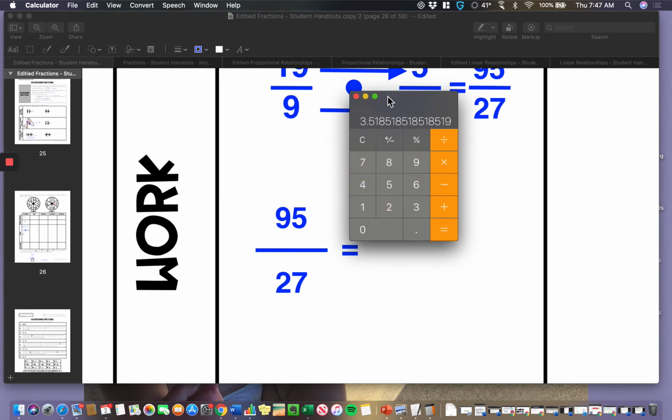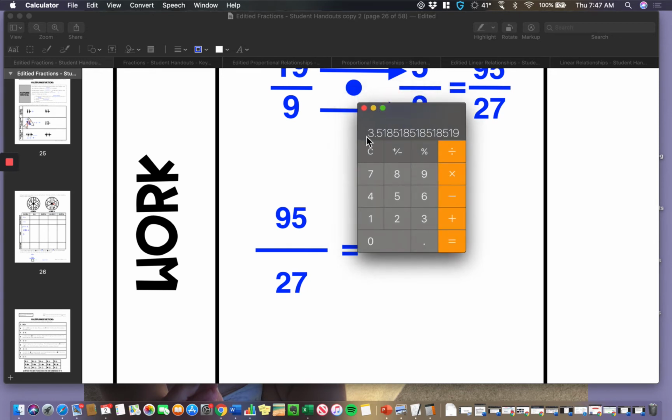Now, all I want to do is look at the place before the decimal. So I know that if I want to convert this improper fraction to a mixed number, and I divide, because I want to find out how many 27s can fit into 95, I'm going to have a whole number of 3.